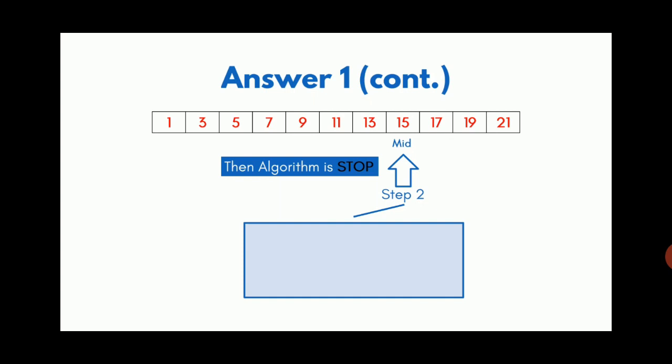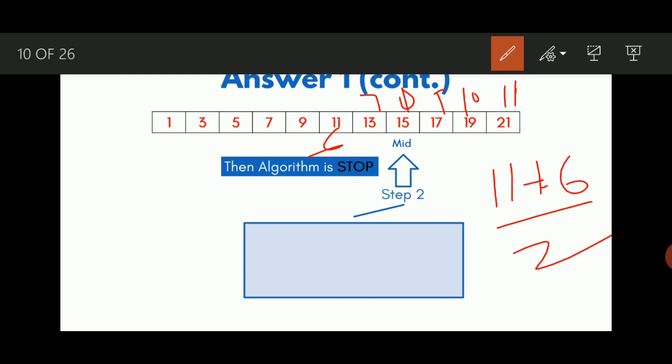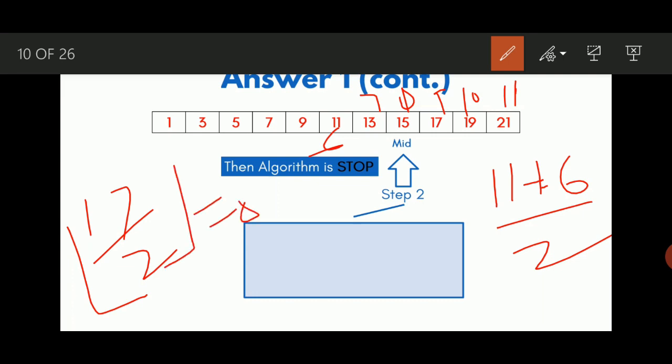So in this condition, if you are writing from here, this is 6, this one is 7, 8, 9, 10 and 11. That means we have to take 11 plus 6, divided by 2. What is the value of 11 plus 6? This is equal to 17, and 17 divided by 2 is 8 point something. That means we have to take the floor function, so this is equal to 8. That means the next middle is 8.